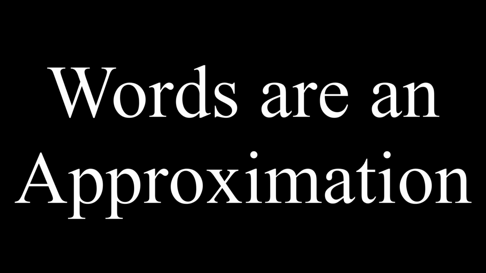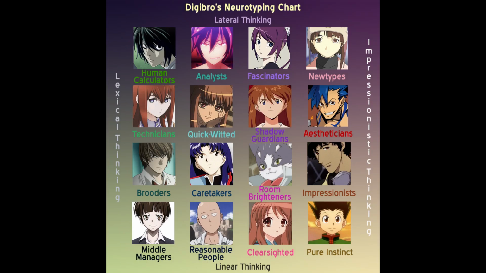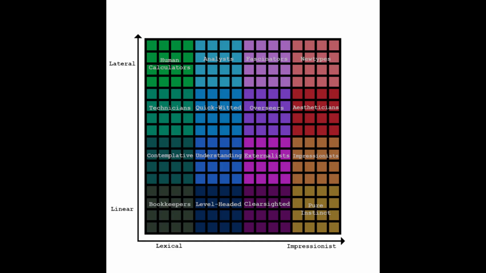Words are an approximation. Not everyone who is very linear and very lexical is going to think of themselves as a middle manager. But the same can be said for all the names. Not everyone in the human calculator category is going to really identify with the name. So what's going on here?